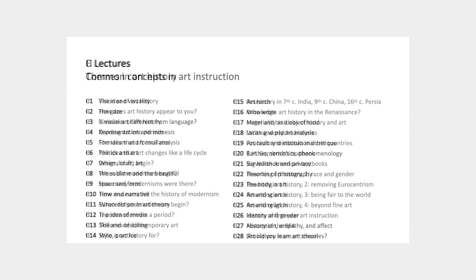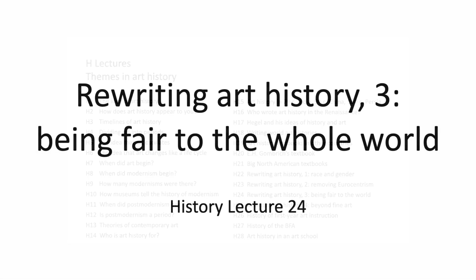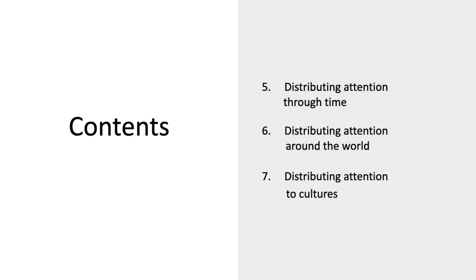This is lecture 24 in the history series, Rewriting Art History, Part 3, Being Fair to the Entire World. I'm continuing the last two lectures, so starting with number 5, the first topic here is trying to be fair to the entire world's art by distributing attention through time. In other words, 1 week class on the 1600s, the next week on the 1700s, next week on the 1800s, trying to distribute attention evenly through time.